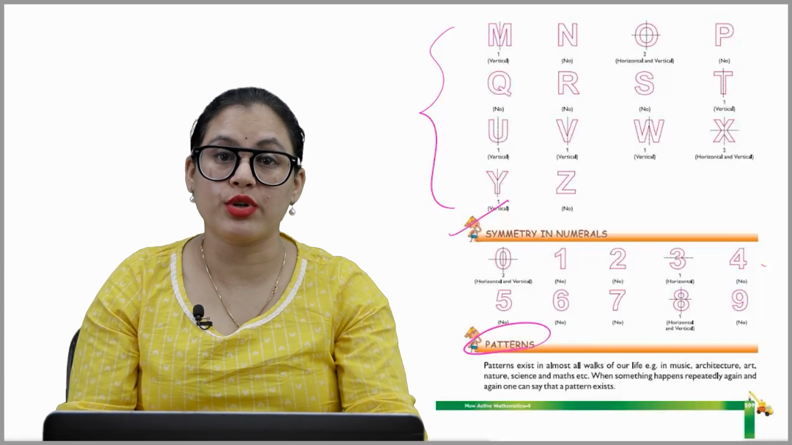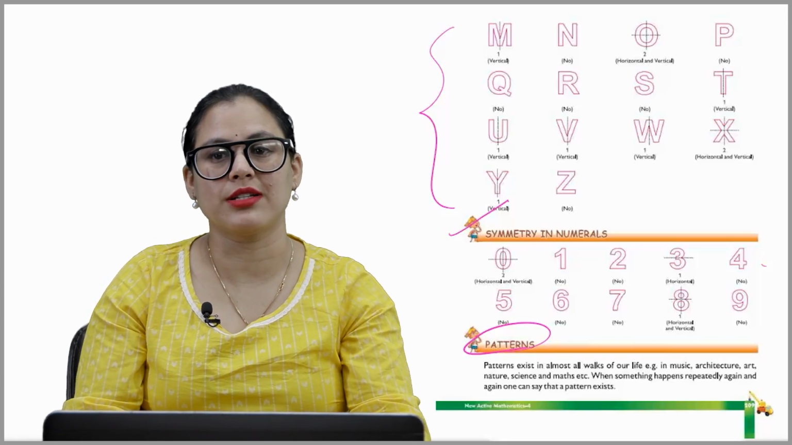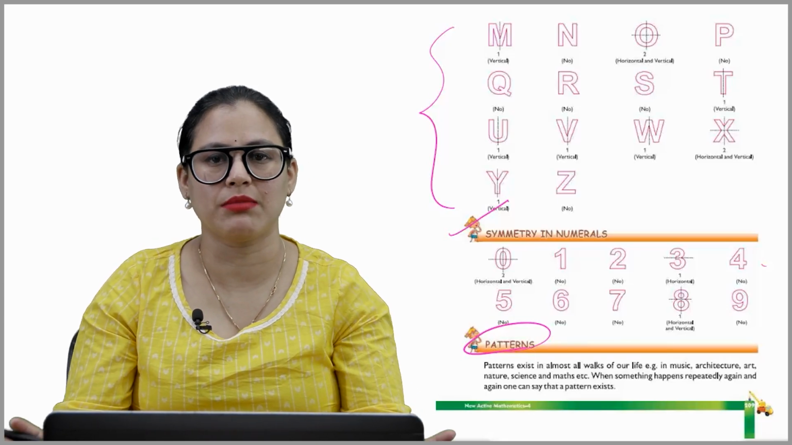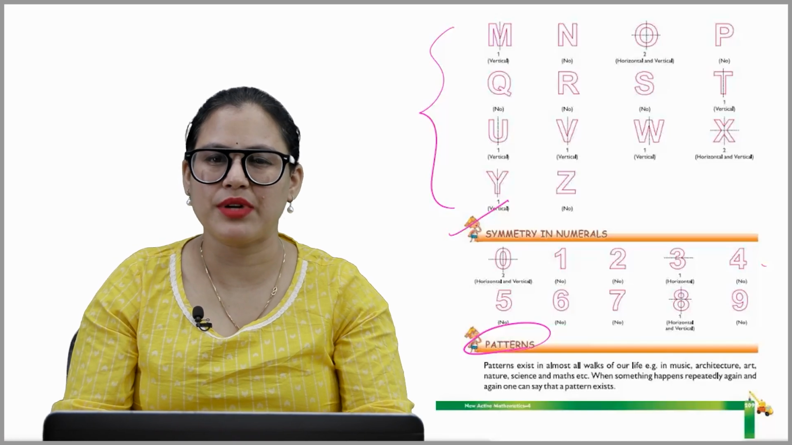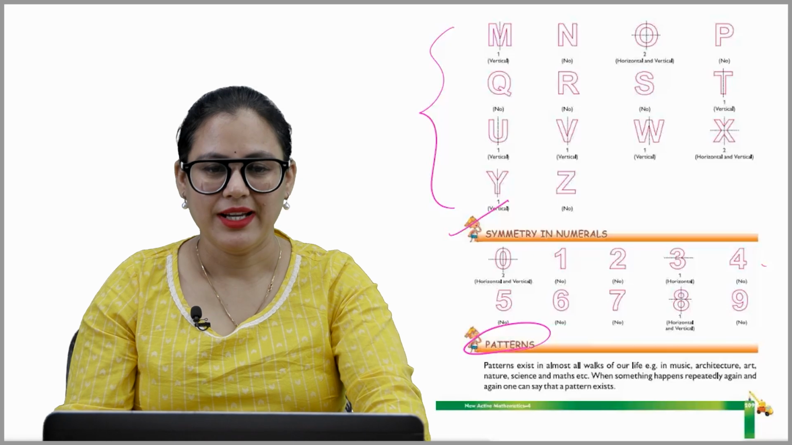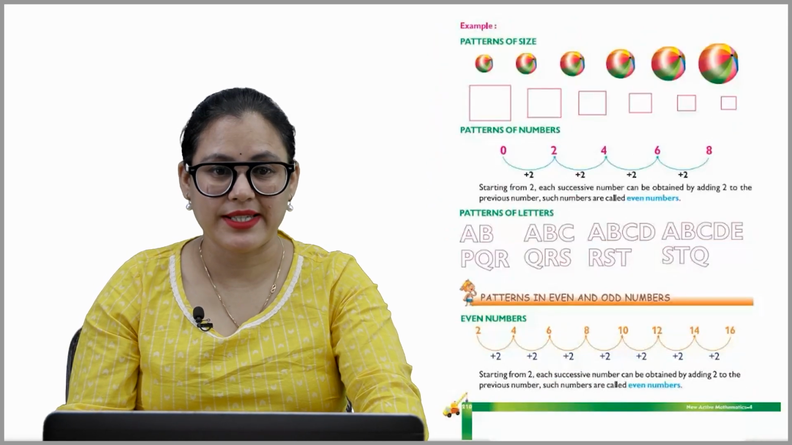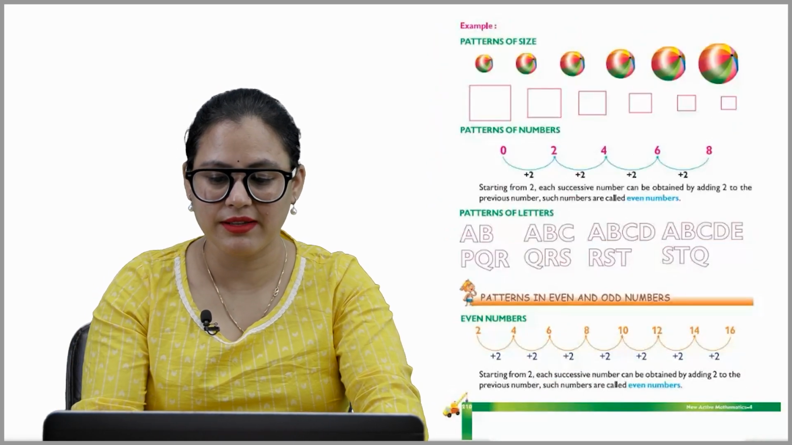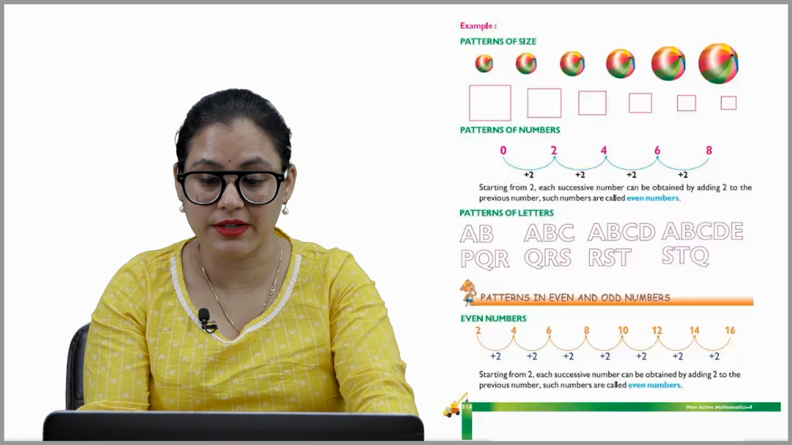Patterns. Patterns exist in almost all walks of our life, for example in music, architecture, art, nature, science and maths, etc. When something happens repeatedly, again and again, one can say that a pattern exists. For example, patterns of size. See, the size is increasing, and in this case, the size is decreasing.